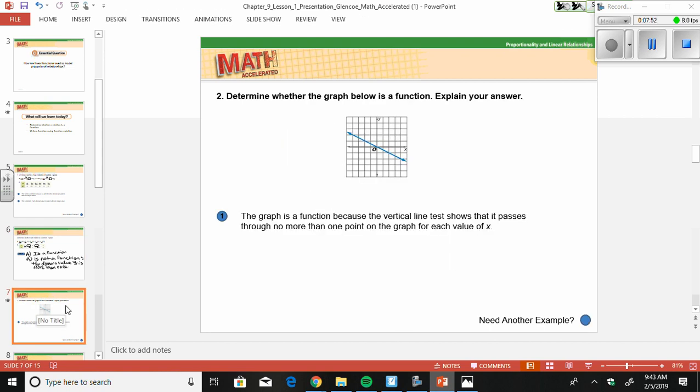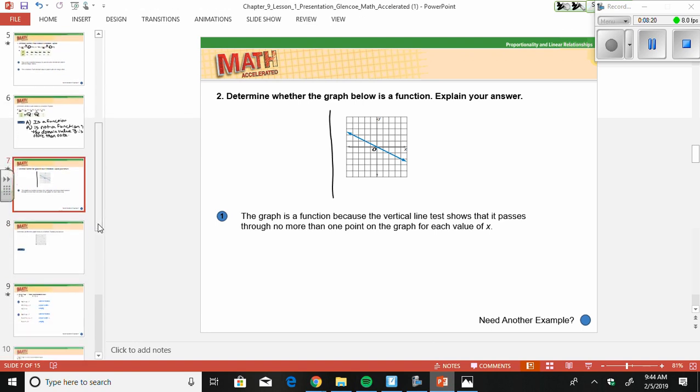Determine whether the graph below is a function. Explain your answer. So just going through, if you were to use a straight vertical line, remember the vertical line test, you can move it over, and it does not appear to hit more than one x value at a time. So this graph is a function based off the vertical line test, because it passes through no more than one x value at a time.